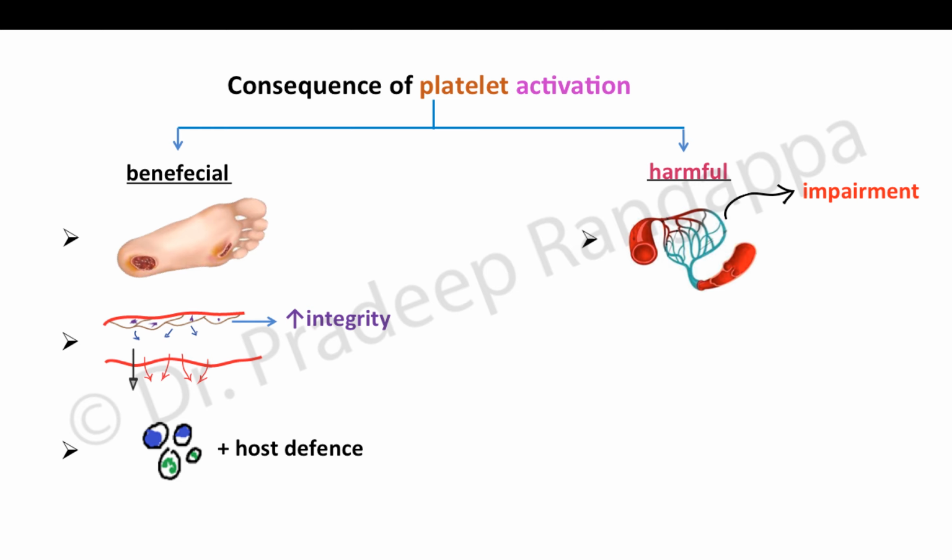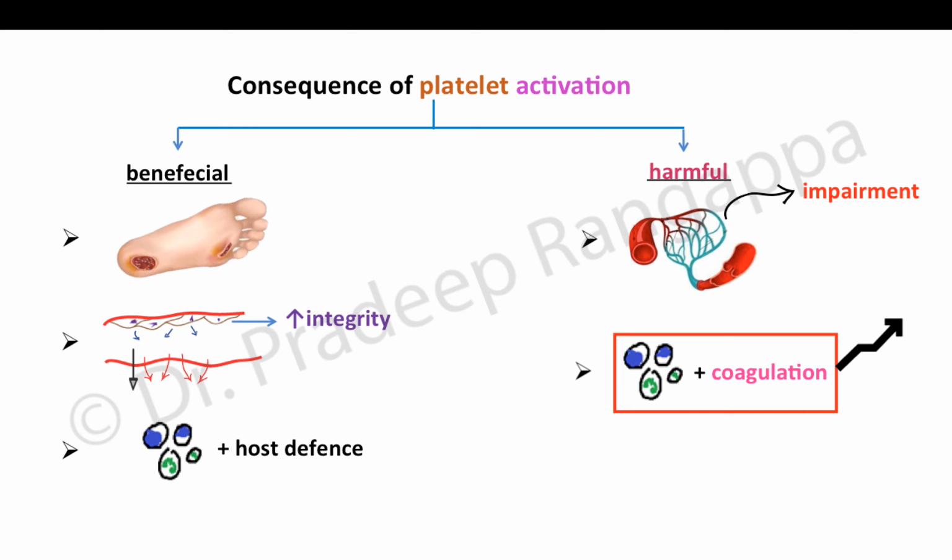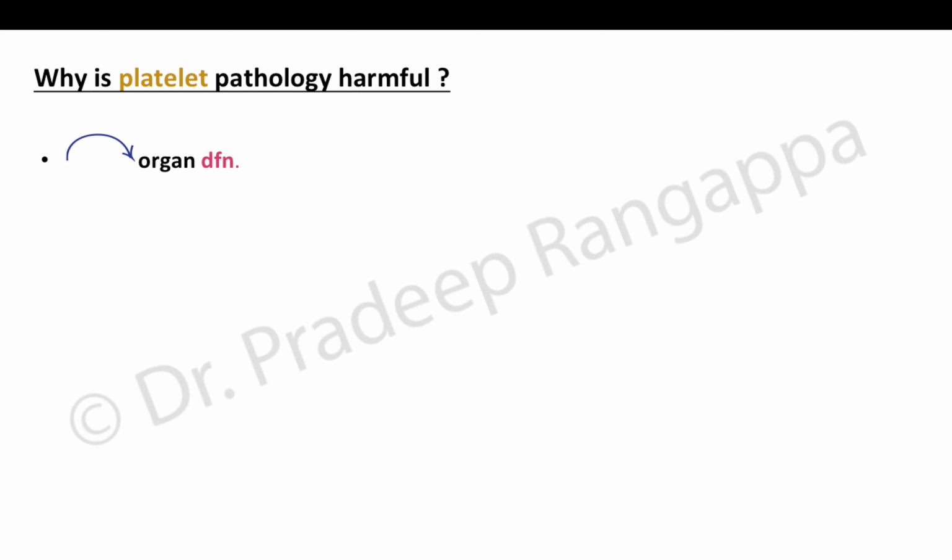So the harmful effects: thrombocytopenia can lead to impairment of the capillary network. Because what typically happens is when platelets get activated, there will be a prothrombotic state. So there will be platelet clumps that get formed in the microcirculation. That can lead to tissue hypoxia and organ dysfunction. And there can be cascading of this pro-inflammatory effect and worsening of coagulopathy due to platelet activation. So these are some of the broad headings under which beneficial and harmful effects of platelet activation happen. So why is platelet pathology harmful?